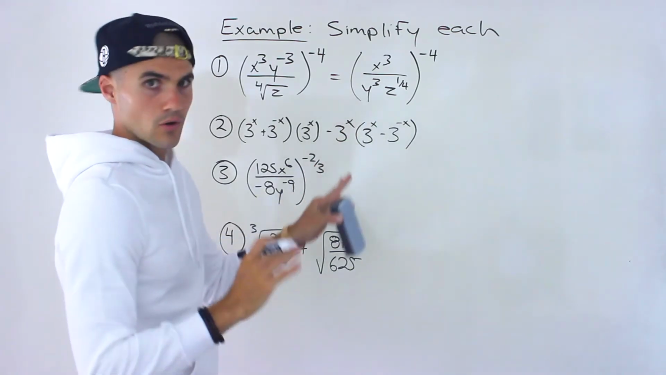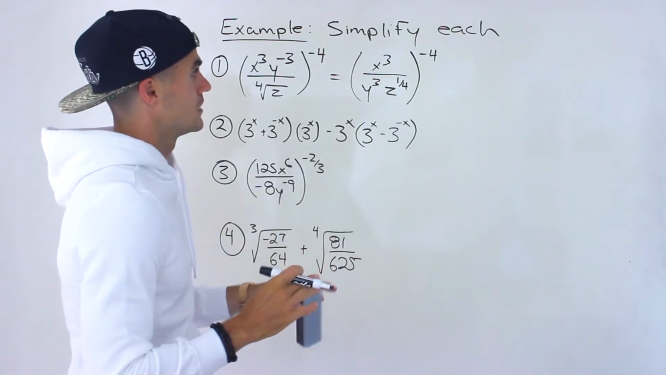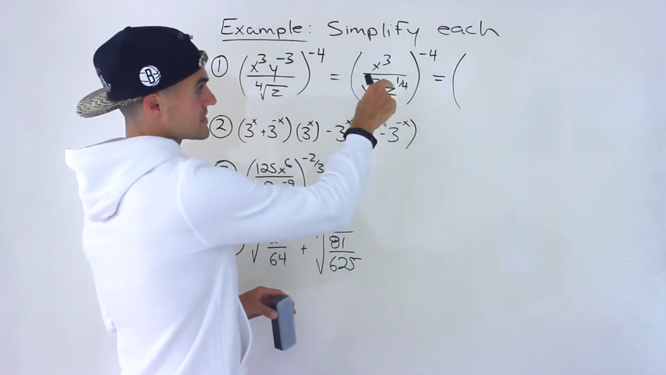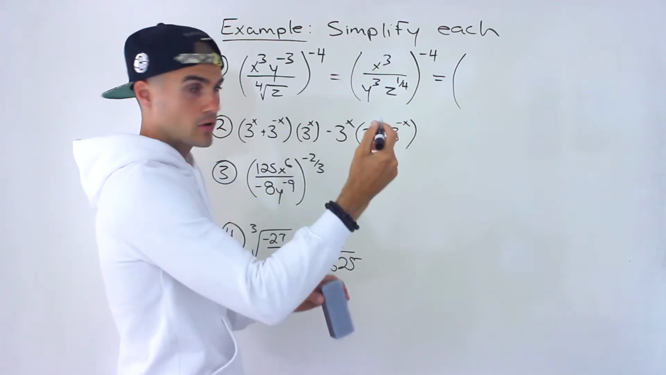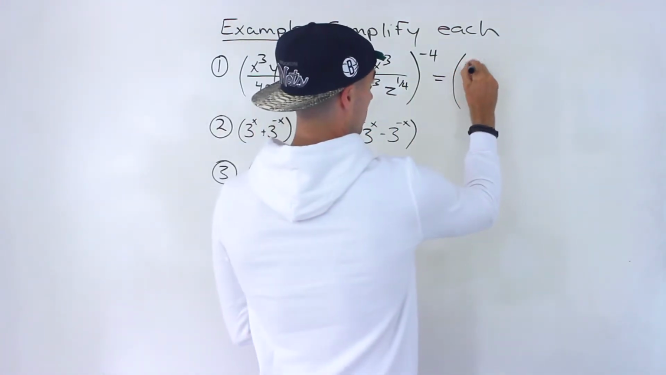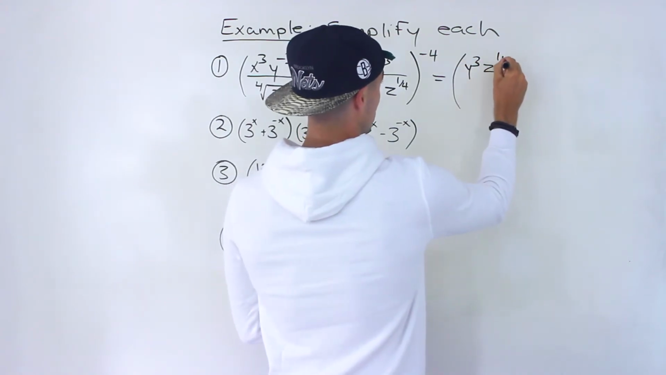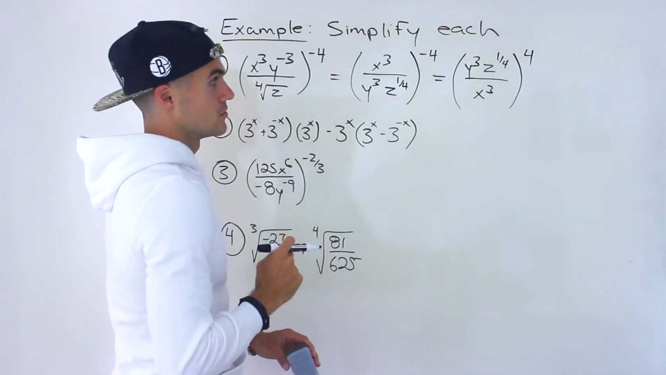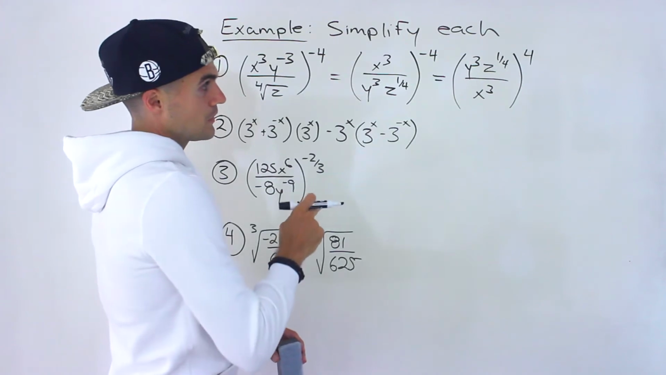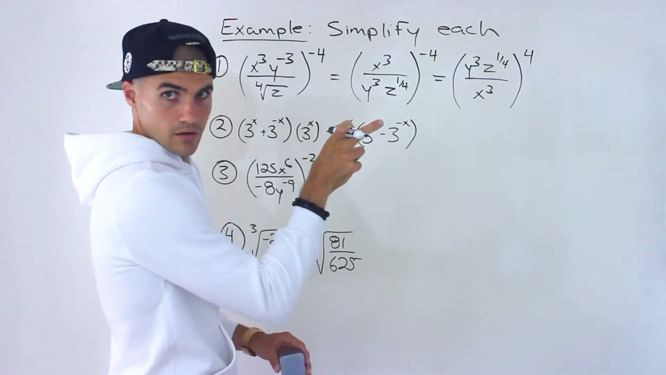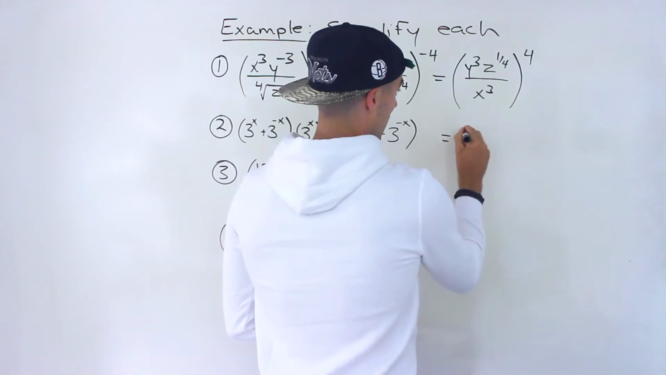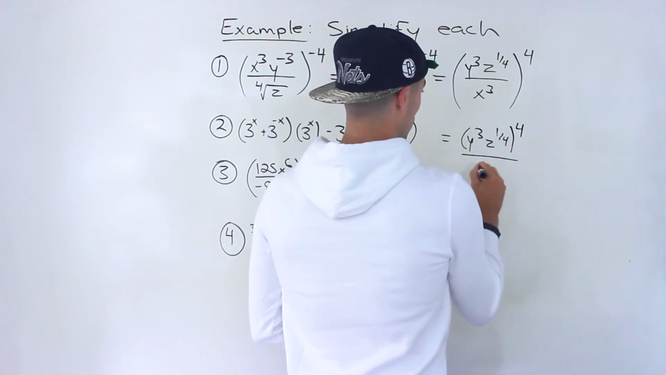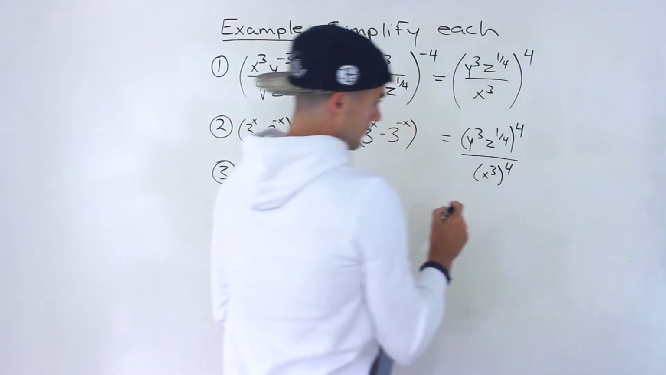Now, within the bracket, notice nothing is going to simplify here. So what we can do now is work with the outside exponent. Notice it's negative, so we have a fraction to the power of a negative exponent. It means we could flip the fraction. And now that exponent is going to be positive. And then we can take the numerator to that exponent and the denominator. So we'd have y to the 3 z to the 1 over 4 to the power of 4 all over x to the power of 3 to the power of 4.